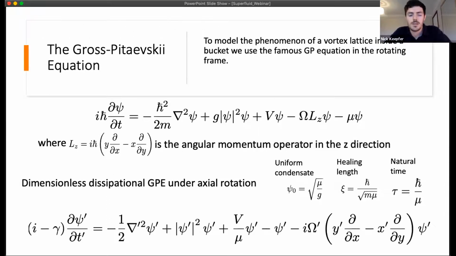The model we're using is the Gross-Pitaevskii equation. I'm sure you're all very familiar. The term of interest here is this omega L_z psi, which acts as the angular momentum operator.